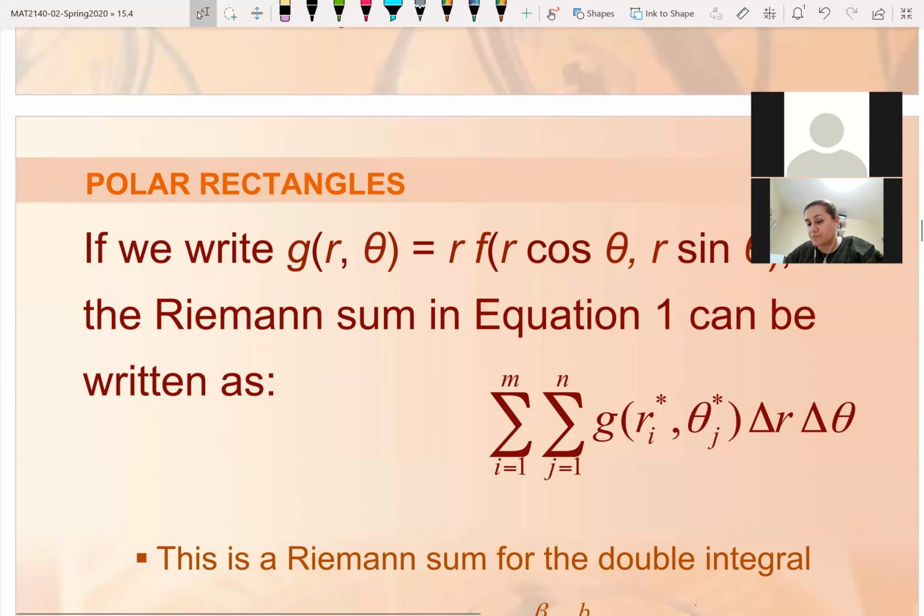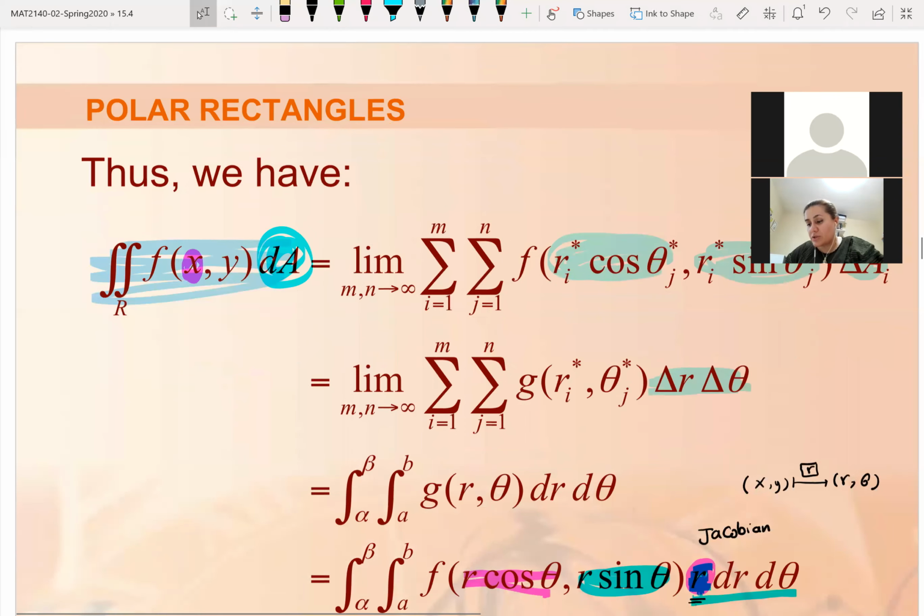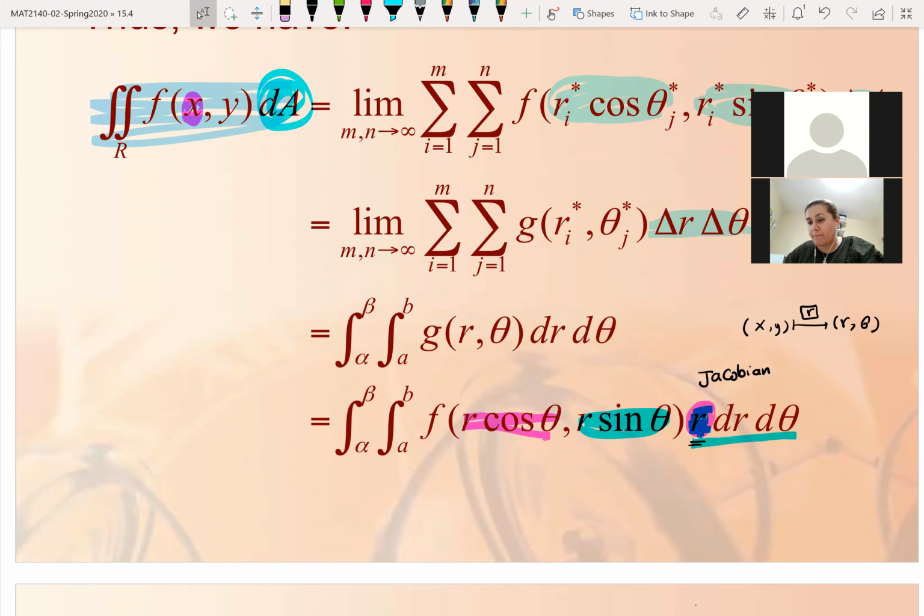Okay. Is there any question? And if you let the number of pieces be more and more, that's what we call the double integral. Is there any question?